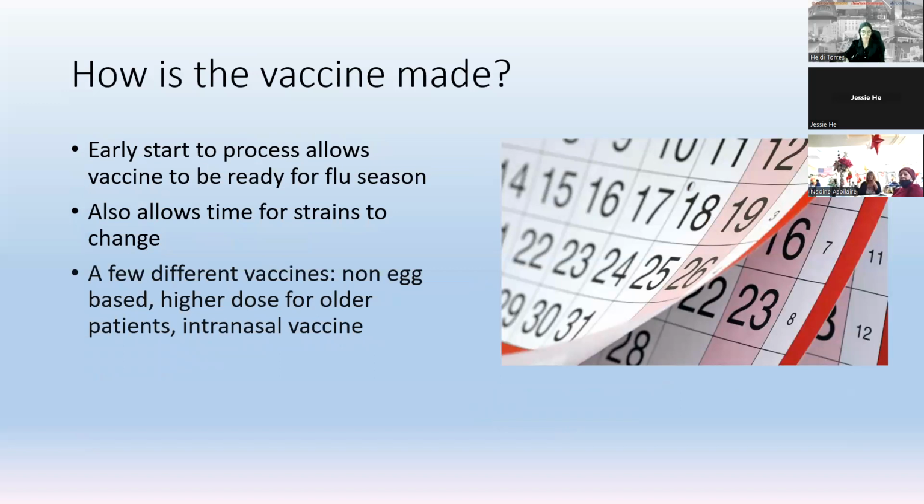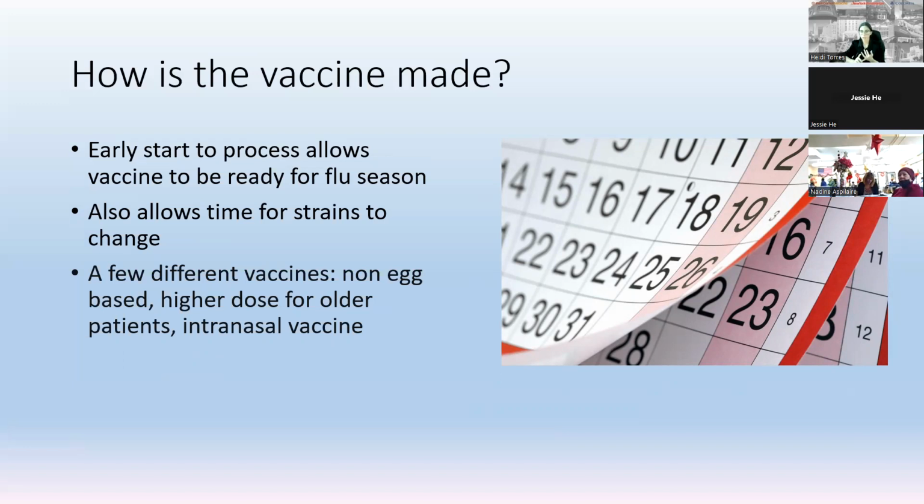So again, it starts early to make sure we have enough vaccines for the flu season, but that's kind of a double-edged sword because it allows us time to get everything going, but it also allows the virus time to change. So there can be a chance that as soon as we get the vaccine out, there's been some changes, or there's been some new strains that are circulating. And of course, there could also be strains that we weren't expecting to circulate. So there's a few different vaccines available.